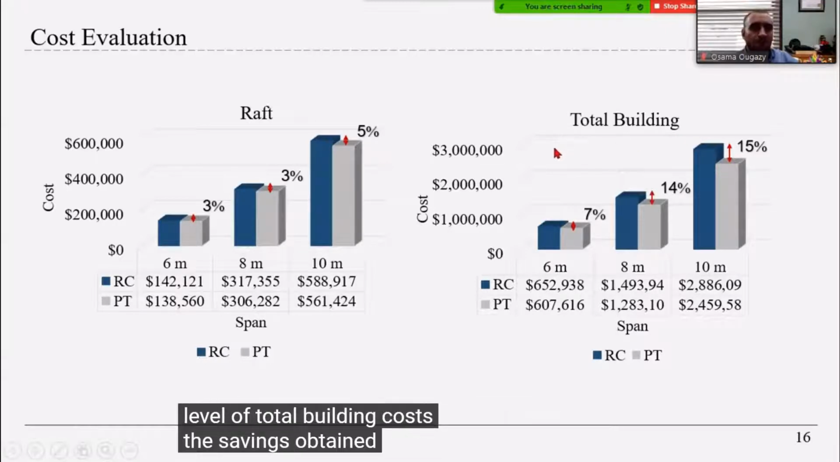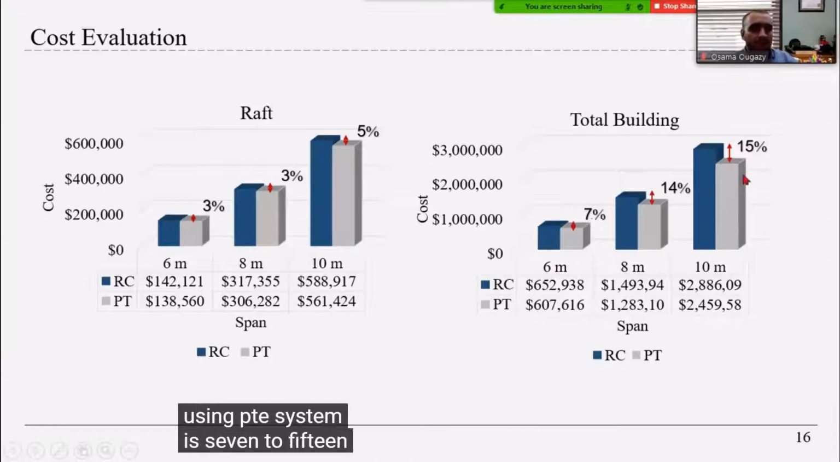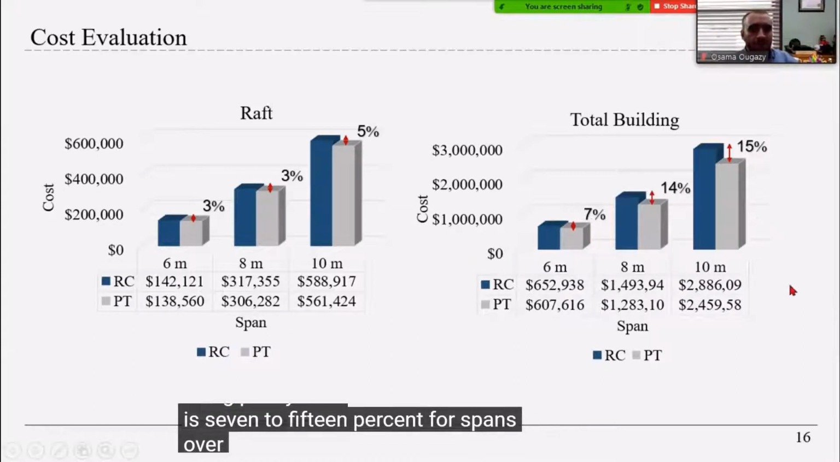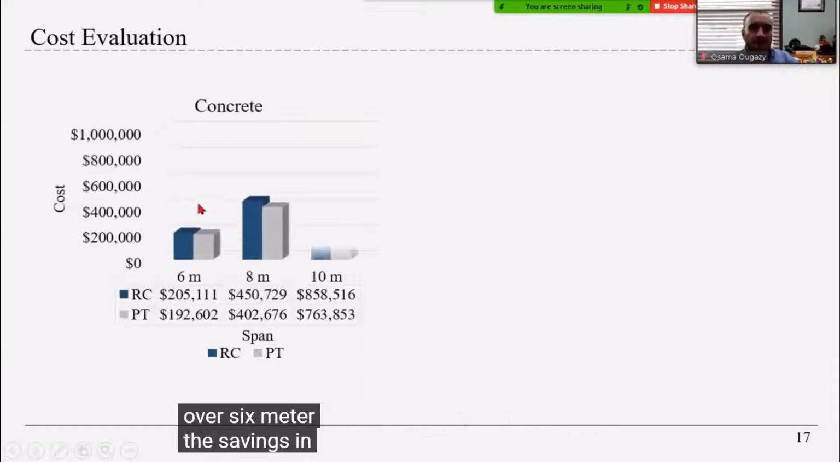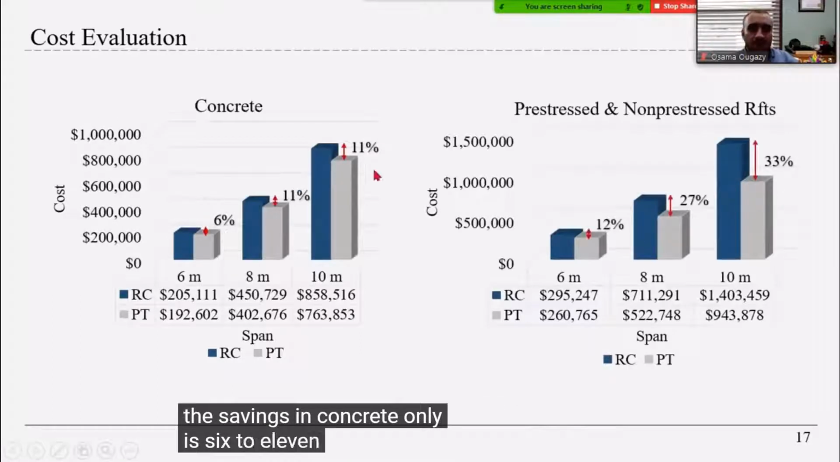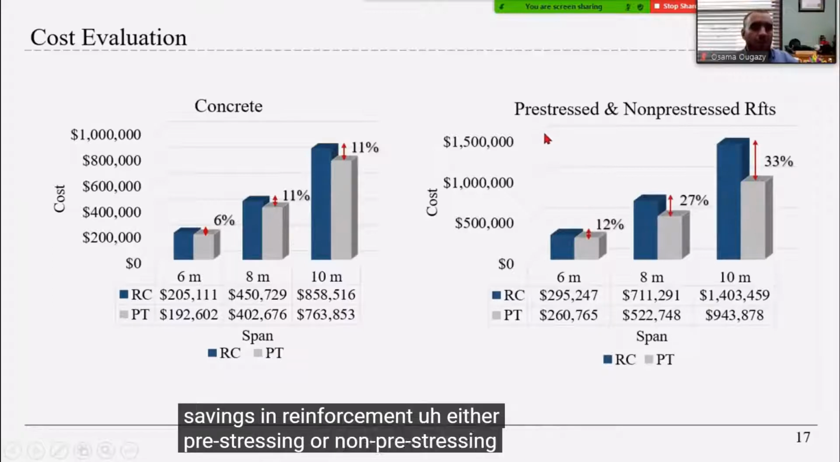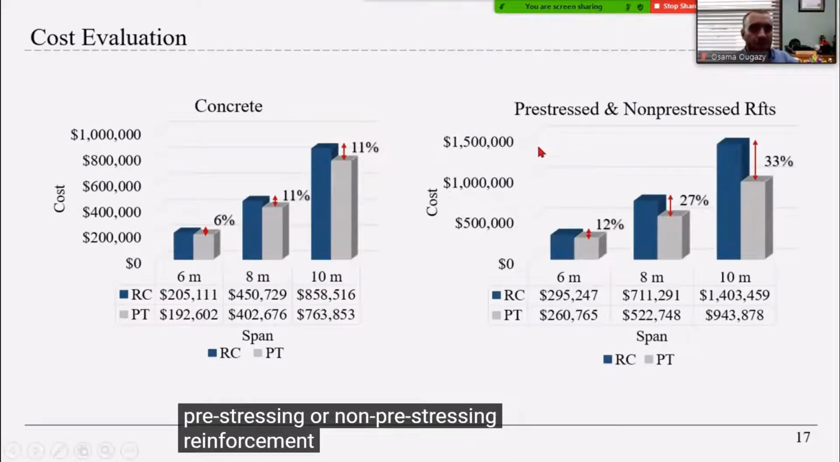The savings obtained at this level when using the PT system is 7 to 15% for spans over 6 meters. The savings in concrete only is 6 to 11%, while the savings in reinforcement, either pre-stressing or non-pre-stressing reinforcement, is 12 to 33%.